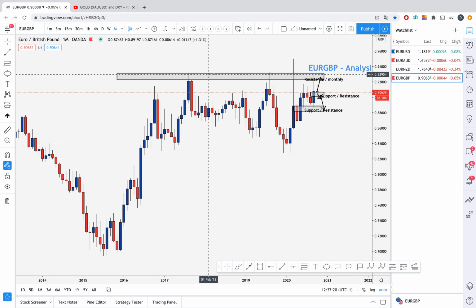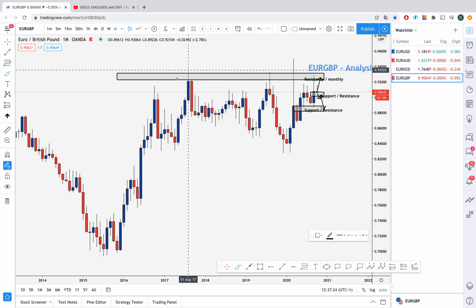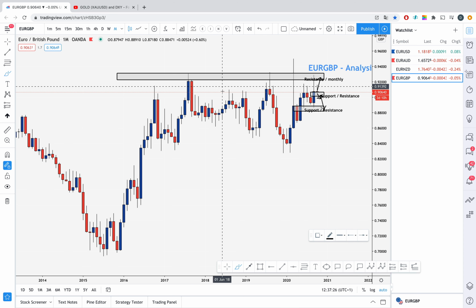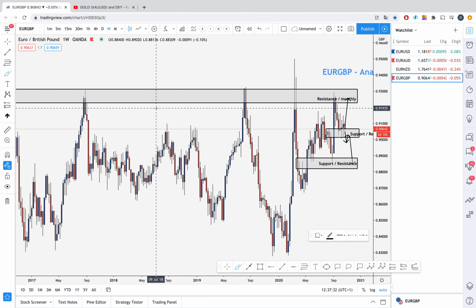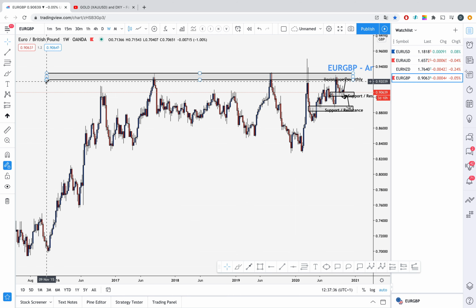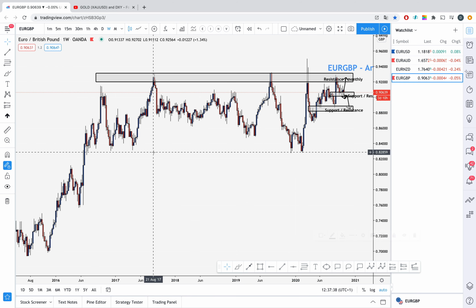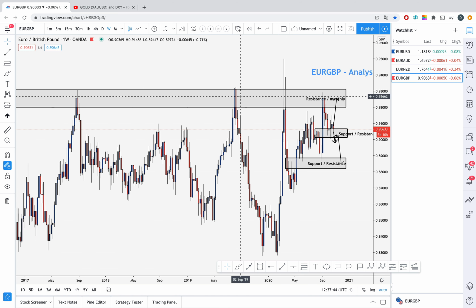Well, we can identify this strong level of resistance, okay? As you can see, the price reacted multiple times to this level and it rejected massively to the downside. We can see it better on the weekly, which is why I drew it on the weekly. The monthly resistance is a little bit bigger, okay? But the weekly is right now more precise, so it is better for our trading decision.